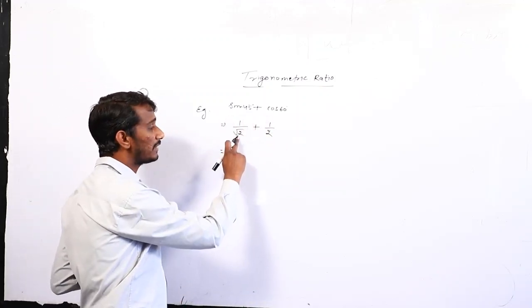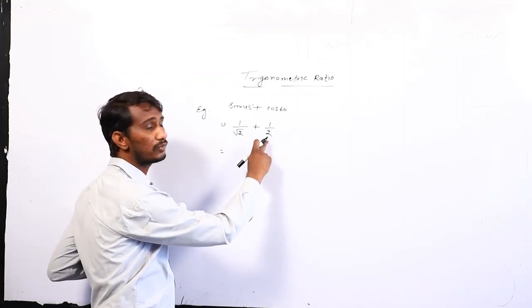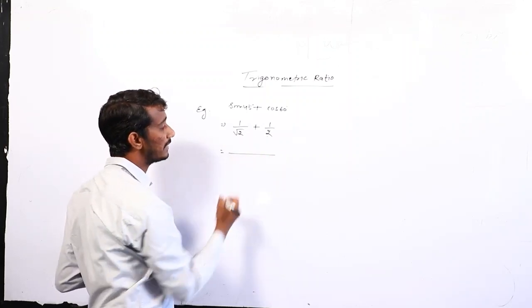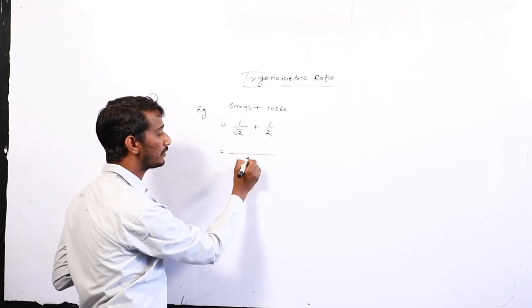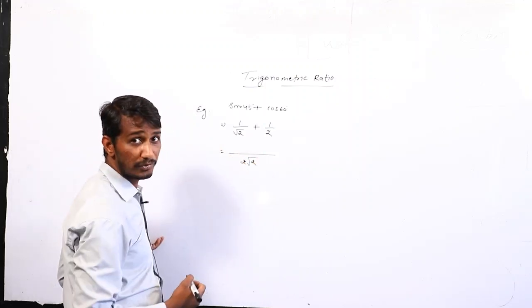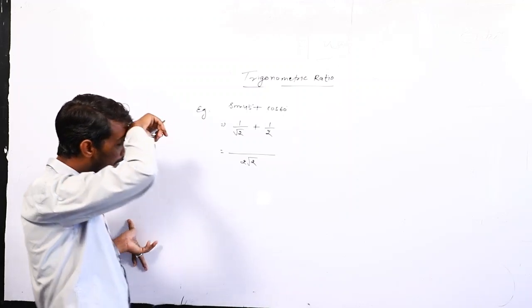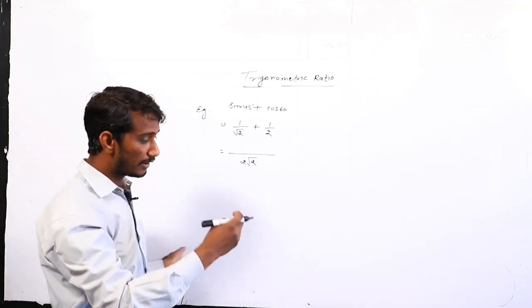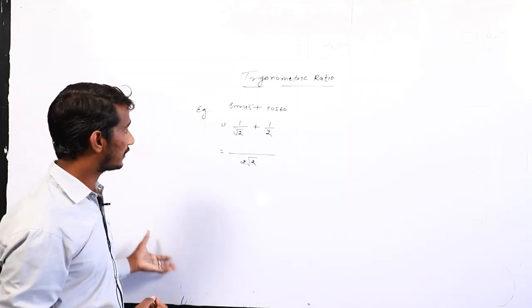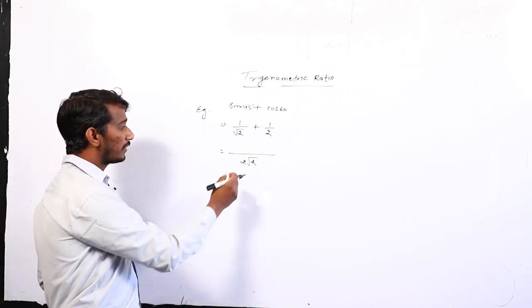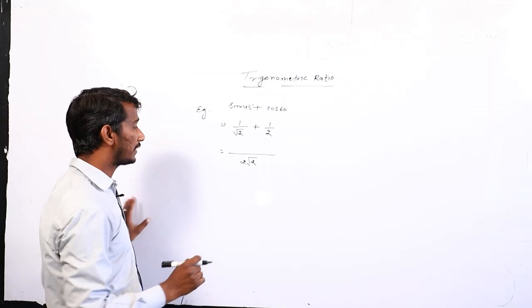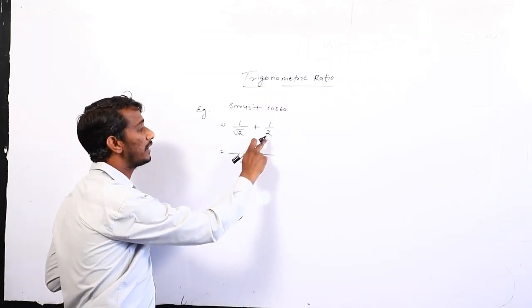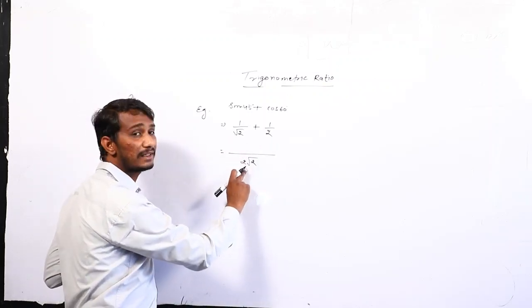So here the denominator is root 2 and here the denominator is 2. So we first take the LCM. What is the LCM of 2 and root 2? We get 2 root 2, because if two numbers are different, their product will be the LCM. This is not true for all numbers, but 2 root 2 is the LCM.